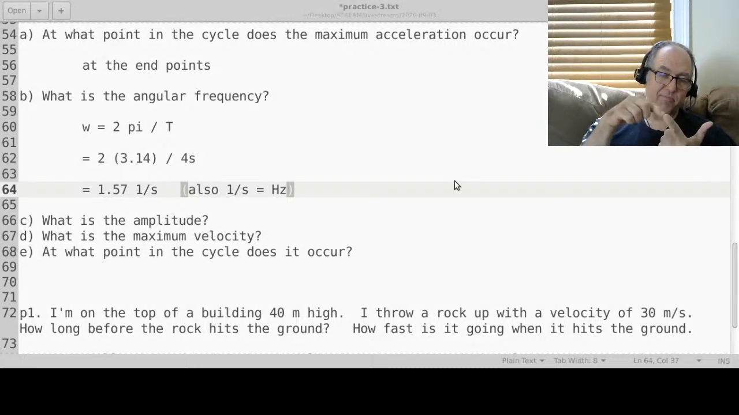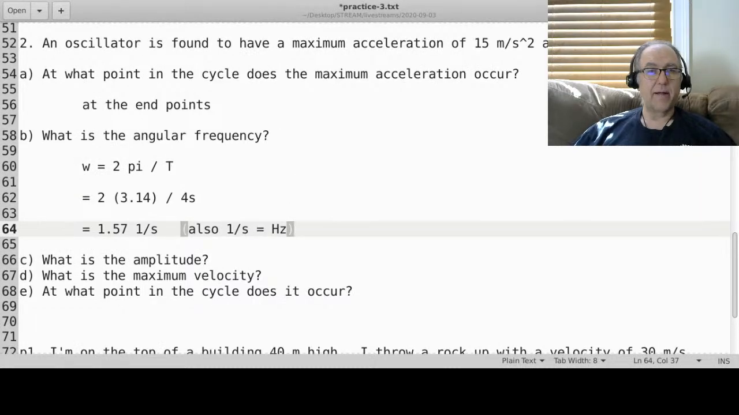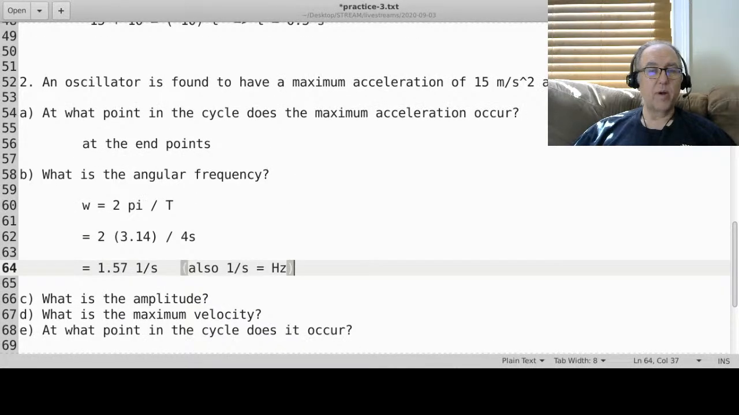So there's the answer for the angular frequency, and these other maximas that I told you about, amplitude, maximum velocity, maximum acceleration, are all related to one another with omegas in front. Let's do the first one, amplitude, which is one of the maximas. Did I give you another one of the maximas? I did. I gave you maximum acceleration of 15 meters per second squared. Okay, so you know the maximum acceleration.